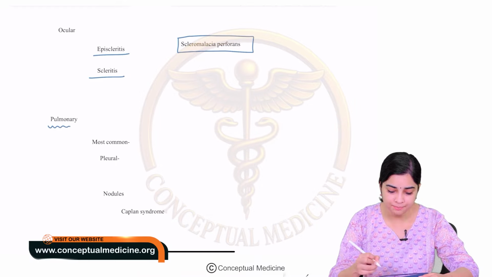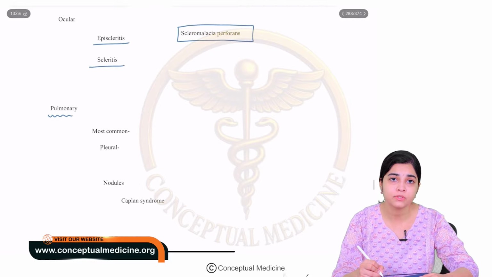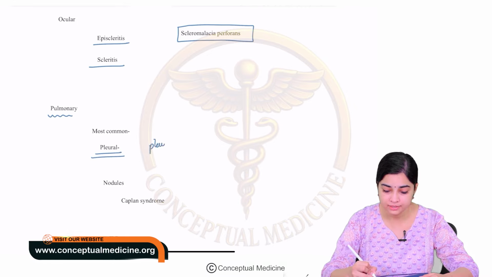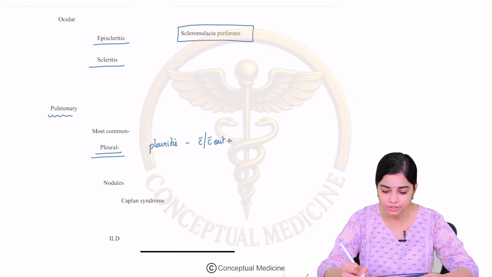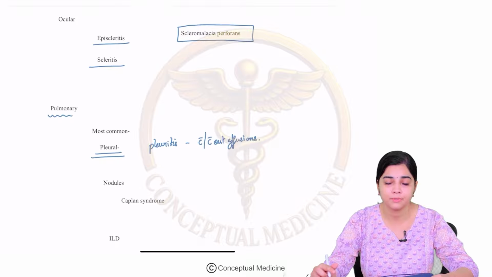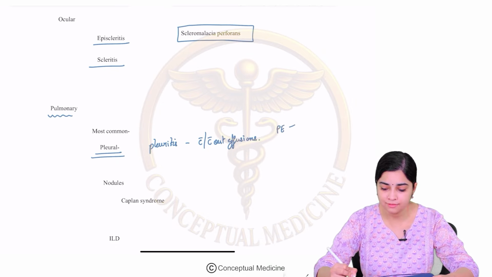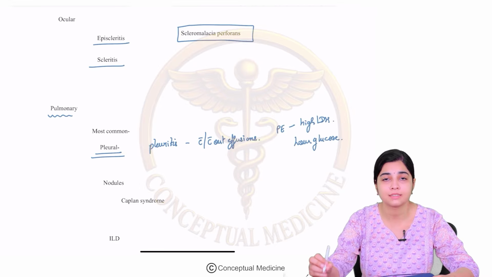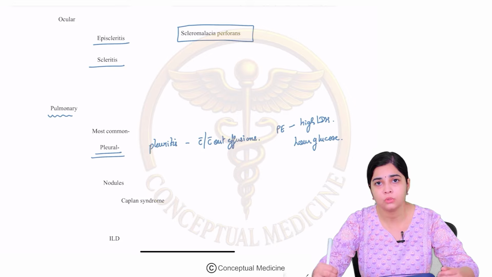Then let's move on to the pulmonary manifestations. Amongst the most common pulmonary manifestations, rheumatoid arthritis can cause pleuritis, with or without effusions. If an RA patient develops a pleural effusion, the pleural effusion will have a high LDH and a very low glucose. A pleural fluid glucose of less than 40 is a characteristic feature of rheumatoid arthritis pleural effusion.